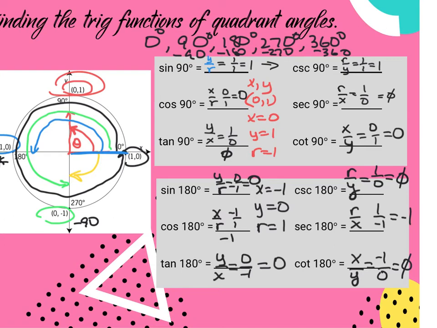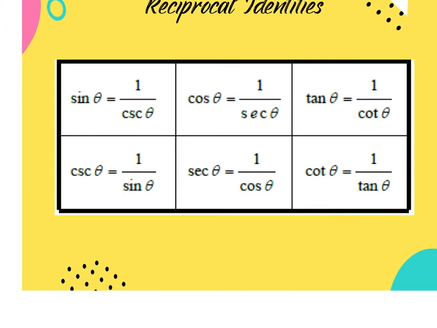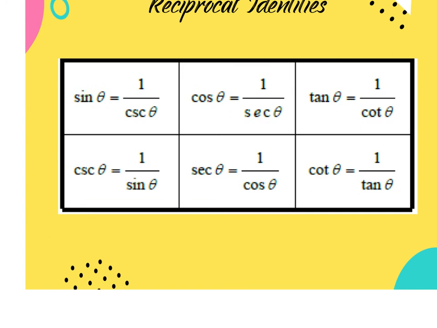Everybody good? All right, let's take a look at the reciprocal identities presented in a chart form. This is what we've been doing already. So remember that the reciprocal of sine is cosecant, the reciprocal of cosine is secant, and then tangent, cotangent, and then same thing here.